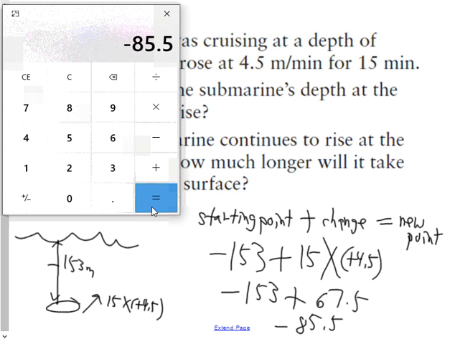Now the most important takeaway is being able to create that expression that represents the change in depth. That shows the most academic skill. After that, simplifying to get the current depth is just an order of operations question. But the creation of that expression is the hardest part about this whole question.